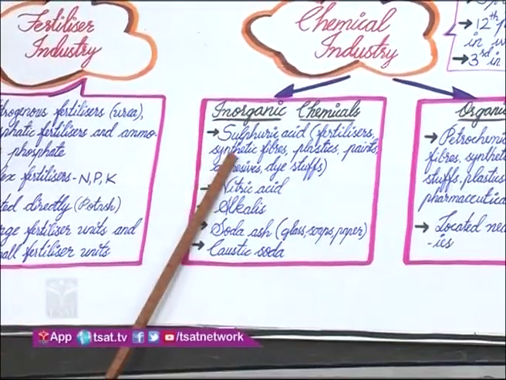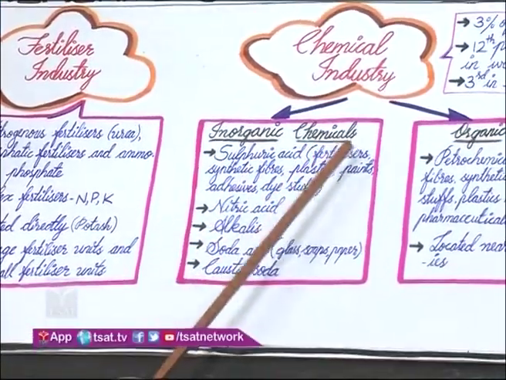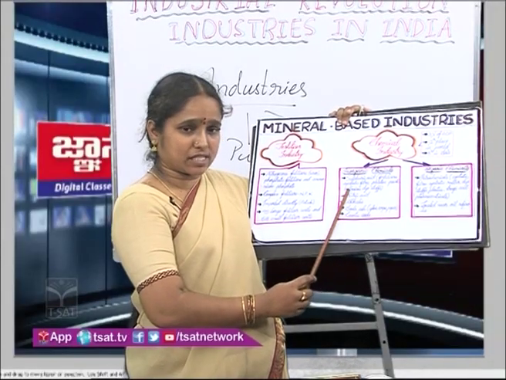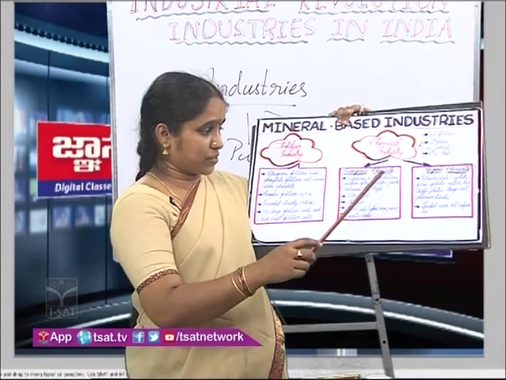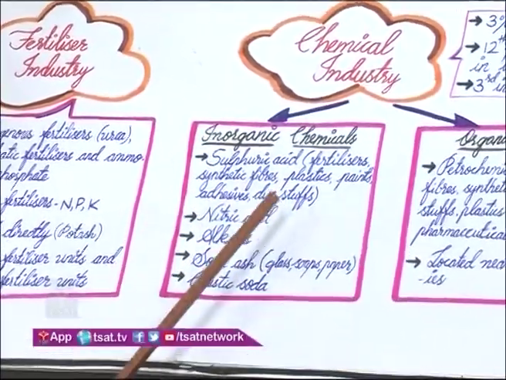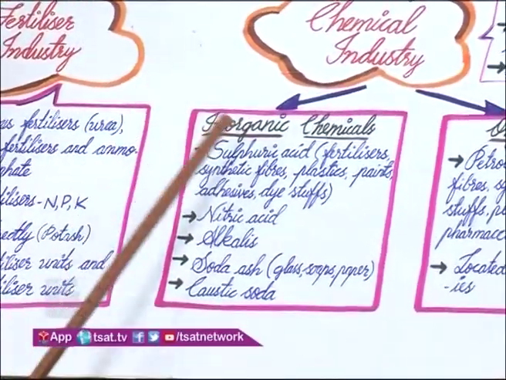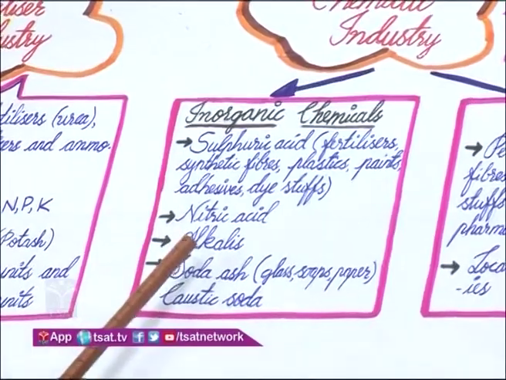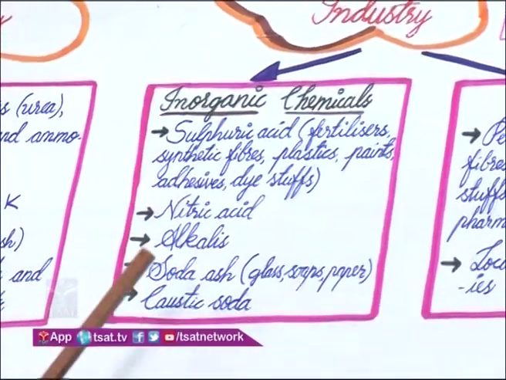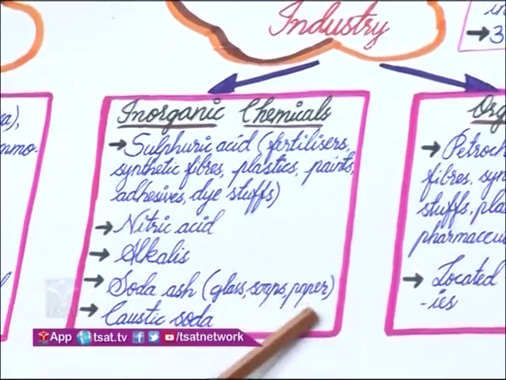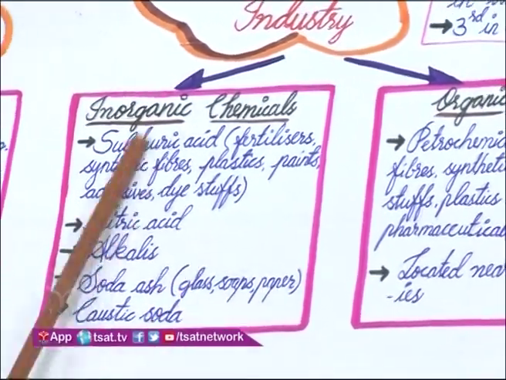Among inorganic chemicals, we see sulfuric acid, which is used in fertilizers, synthetic fibers, plastics, paints, adhesives, that means gums like Fevicol, and the dye stuffs which are used for coloring. The other inorganic chemicals are nitric acid, alkalis, soda ash, caustic soda. Soda ash is also used in making glass, soaps, paper which we write on, and all these things.